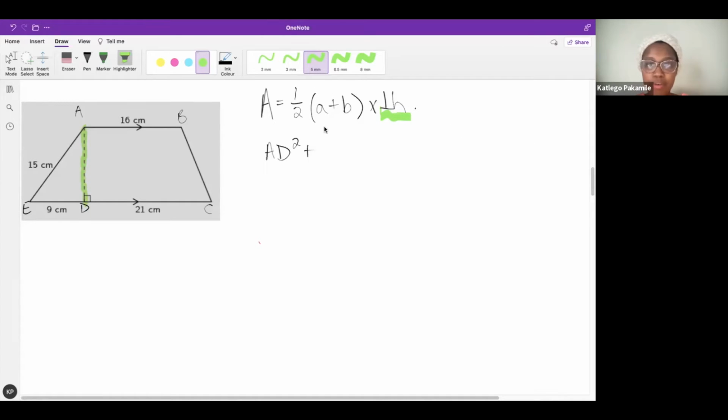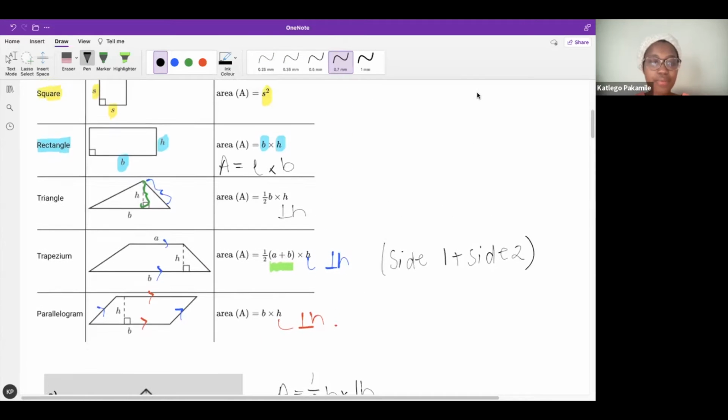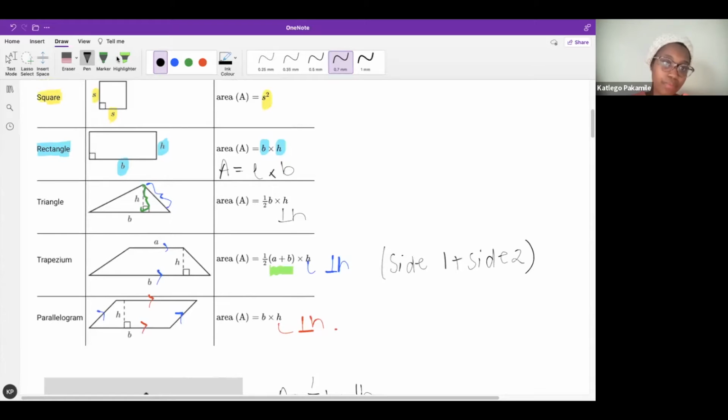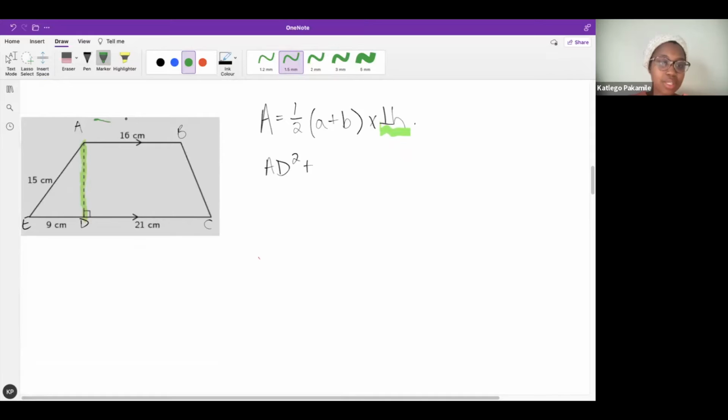Okay, hands are up. Ropafatso. Hi, ma'am. Hello. Ma'am, I just wanted to know which one is the A and B. They're in the bracket. Side 1, side 2. Oh, did you come late, Ropafatso? Remember I said it's side 1 plus side 2. Look here on our formula sheet. You see this trapezium? Yes, ma'am. A is the side at the top and B is the side at the bottom. So in our case here, it is this side over here, AB plus EC. Okay, oh, okay, ma'am.